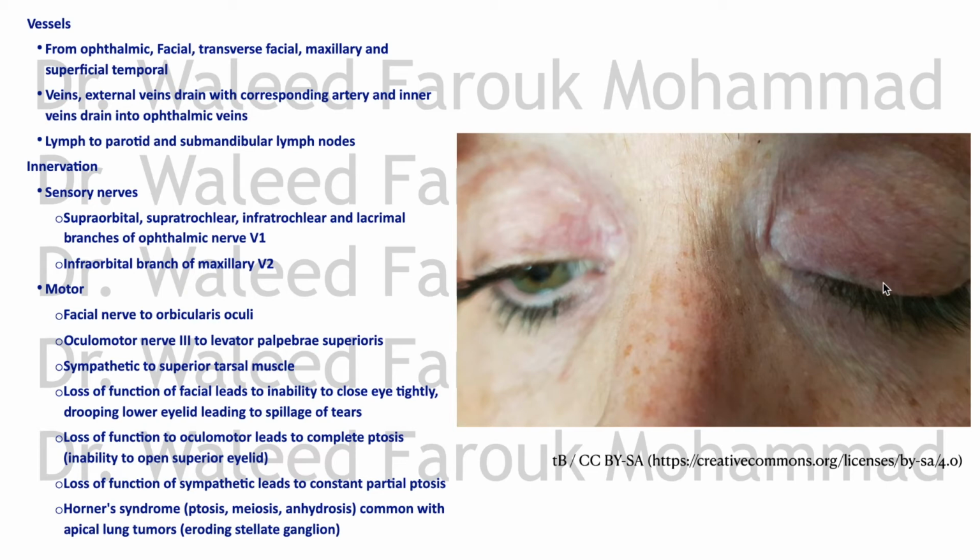If there is a sympathetic lesion, like in Horner's syndrome, for example, ptosis, miosis, anhidrosis, there will be constant partial ptosis because the levator palpebrae superioris is spared. The only part damaged is the superior tarsal muscle, okay, which is weaker than the levator palpebrae superioris.